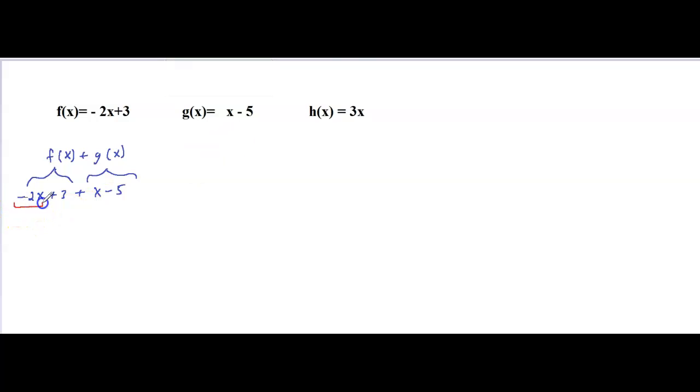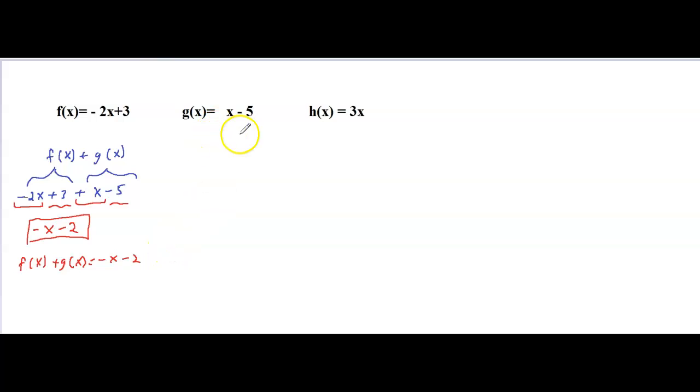In this case, we have a minus 2x here and a plus x. So make sure that you review how to work with integers if you're not sure. Minus 2x plus a positive 1x is a minus x, or minus 1x here. Then we have a plus 3 and a minus 5, which ends up giving us a minus 2. And so this is the answer for f of x plus g of x. And you could write that all out if you'd like, but I think either of these would be acceptable.